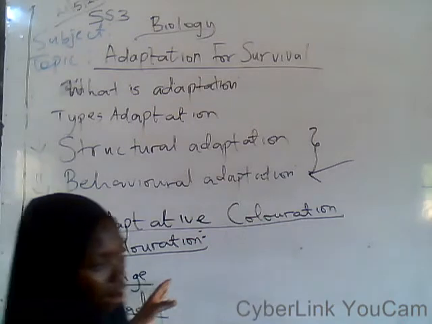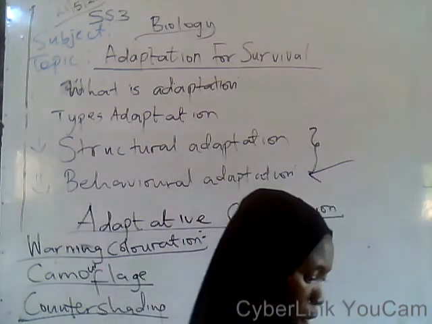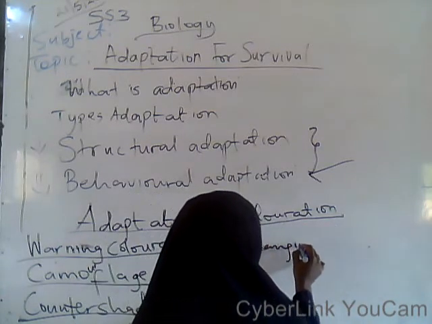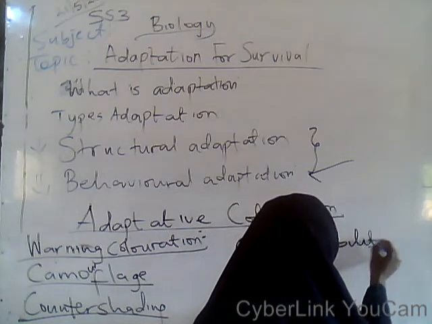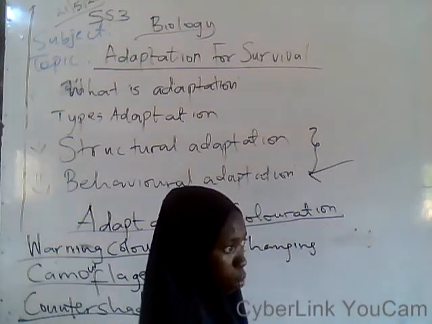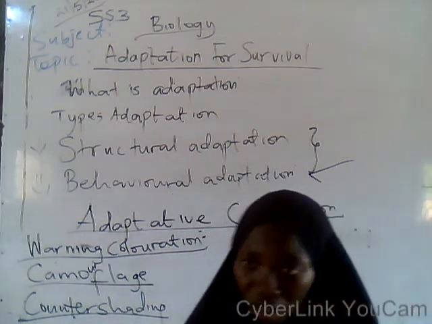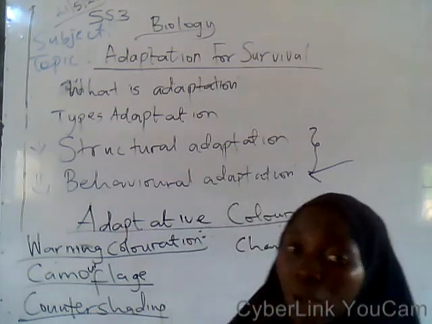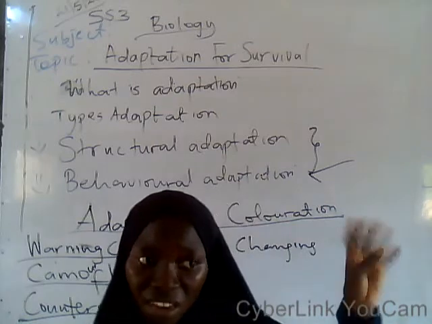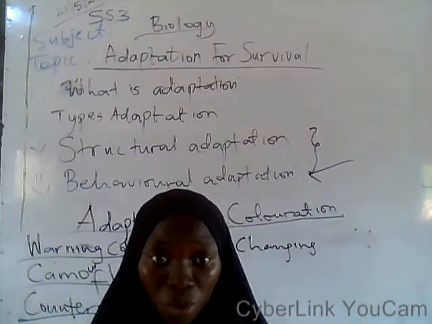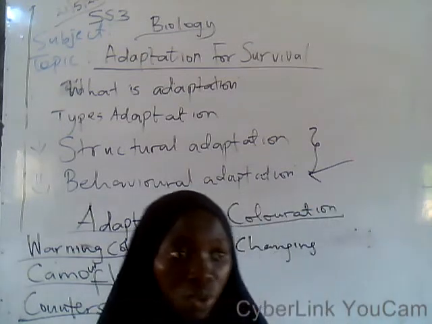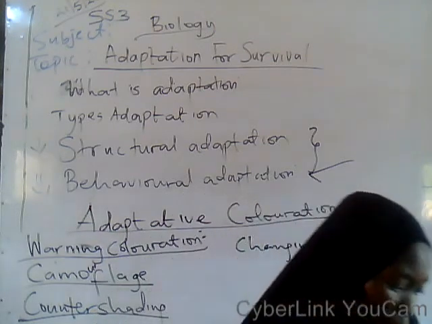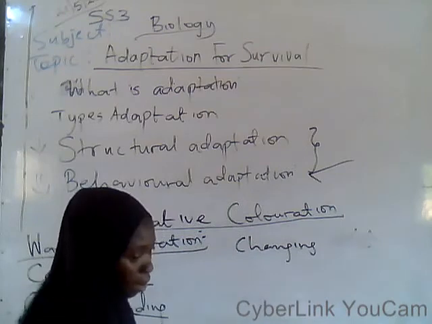Now, we also have another form of adaptive coloration called changing of colors. Some animals have the ability to change their colors to blend with the environment. For example, we see that in the chameleon that we are all familiar with. We also see that adaptation in some grasshoppers, such that during the rainy season, when all the leaves are green, they become green. And when the rainy season is gone, we tend towards dry season, when the leaves are brown, they change their color to blend with the color of the leaves during that time. All these are a form of adaptive coloration.